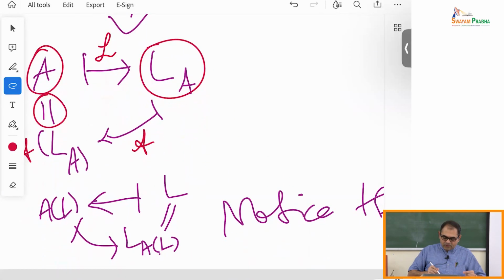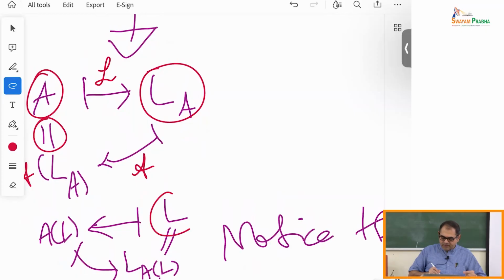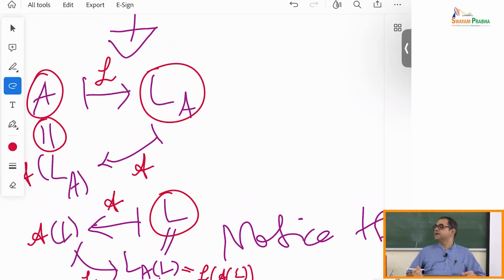Similarly, if you start on the right side with the linear map L, you go to the left side by applying script A. So I'll again change this and call it script A of L. Now if you go to the right side, you will get script L of script A of L, and that has to be equal to L.